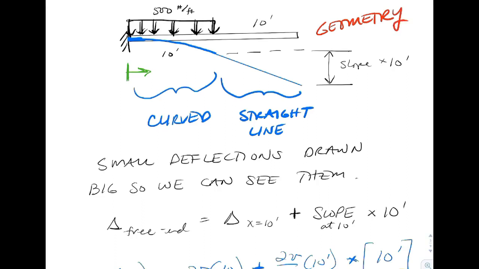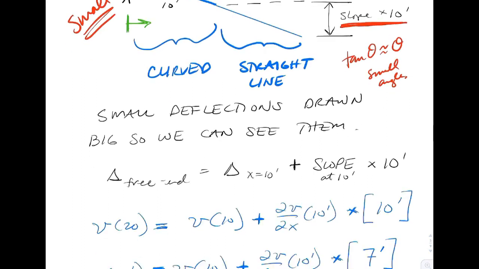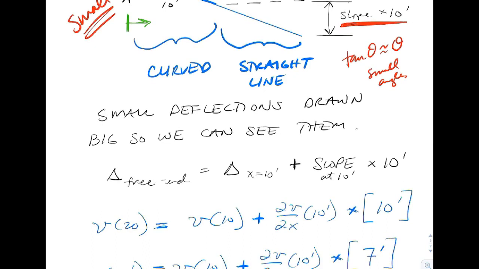Now this deflection is drawn big, but it's extremely small. We only draw it big so that we can see it. So the approximation that distance is equal to the slope times the distance is valid, and that comes down to using tangent theta is approximately equal to theta for very small angles. So we end up using a small angle approximation, which is extremely valid.